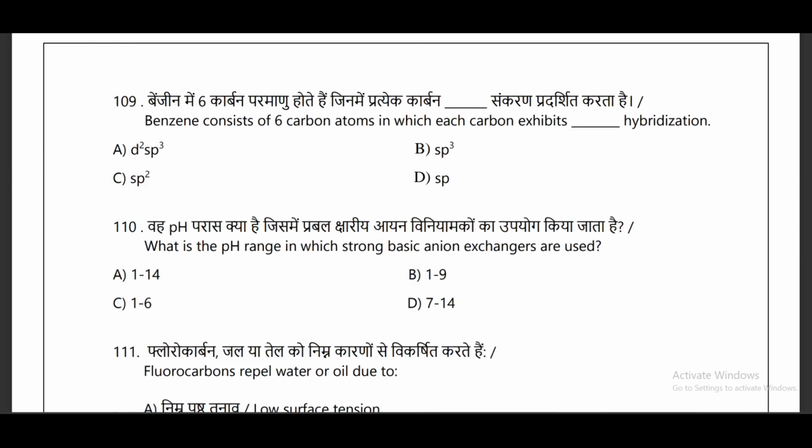In the next question, benzene consists of 6 carbon atoms in which each carbon exhibits dash hybridization. If you see the structure of benzene, it involves 3 pi bonds and 6 pi electrons, and the 6 pi electrons are delocalized in the ring, and all carbons have sp2 hybridization state. So C option is your correct answer.